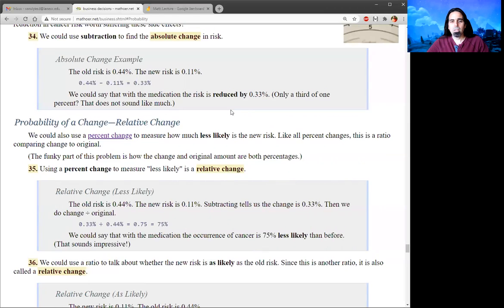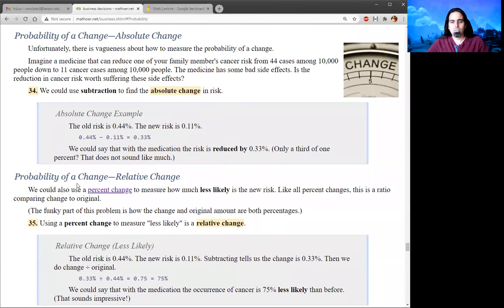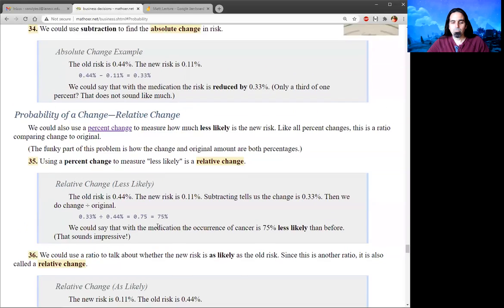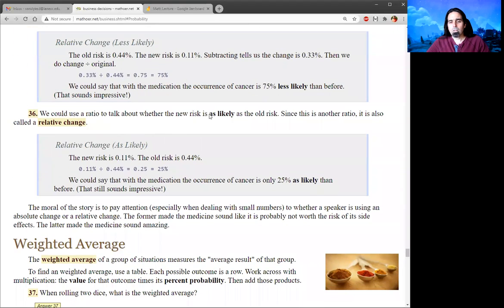It's just different ways of measuring either absolute change or relative change. We could also talk about the words as likely. If we did the new risk divided by the old risk, then we'd get 25%. With the medication, the occurrence is only 25% as likely as before. That's the opposite of the 75%, right? The complement out of 100.